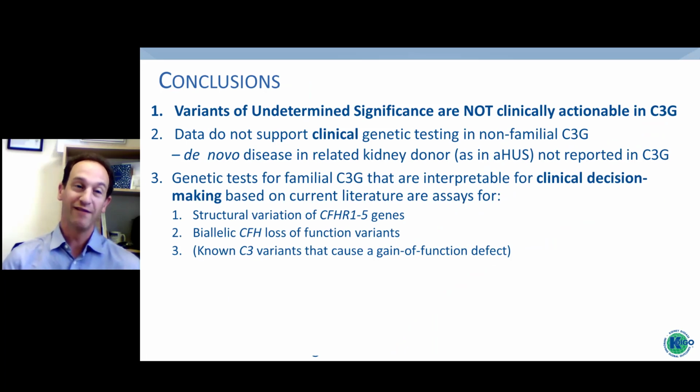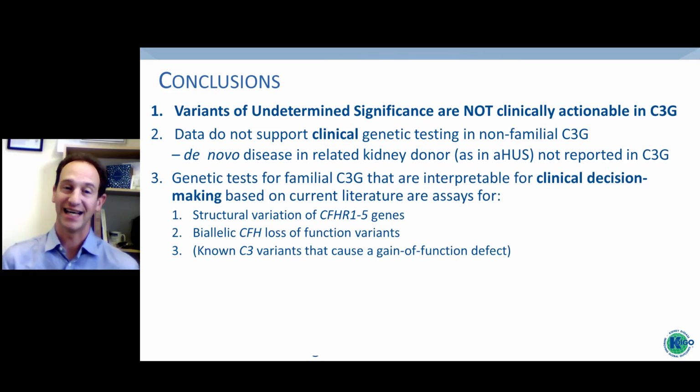So what I've learned from this work is that variants of undetermined significance are not clinically actionable in C3 glomerulopathy. I also don't think the data support clinical genetic testing in non-familial C3 glomerulopathy. And it's important to note that de novo disease in a related kidney donor, as is sometimes reported in atypical HUS, has not been reported in C3 glomerulopathy. These are very different diseases.